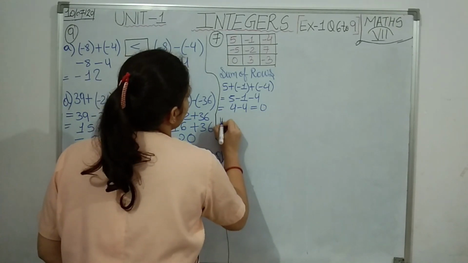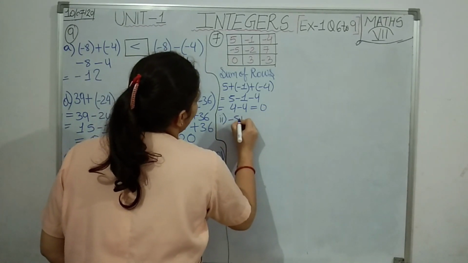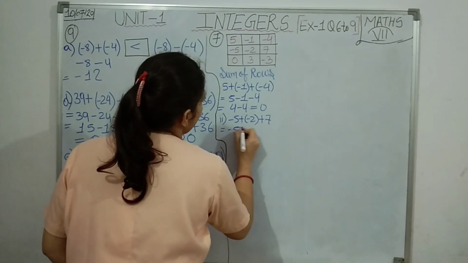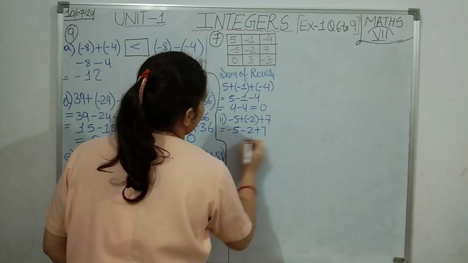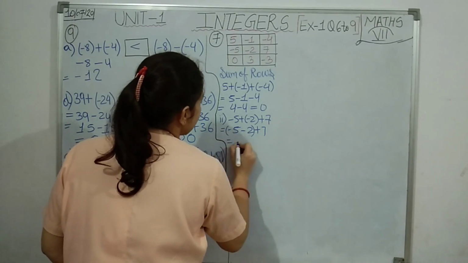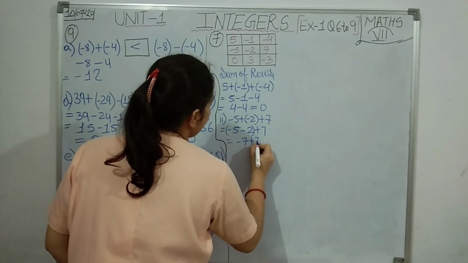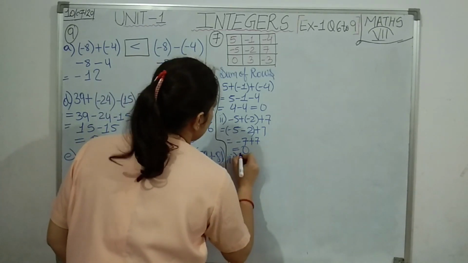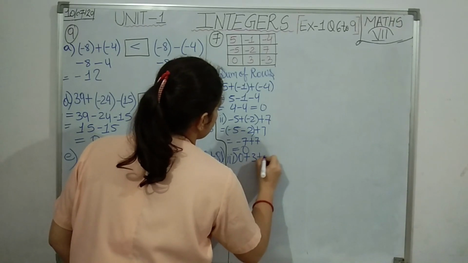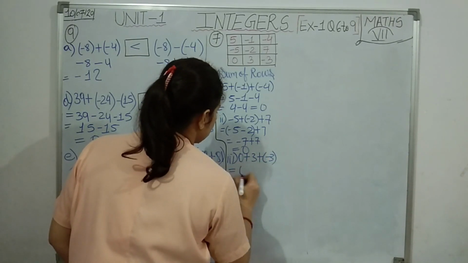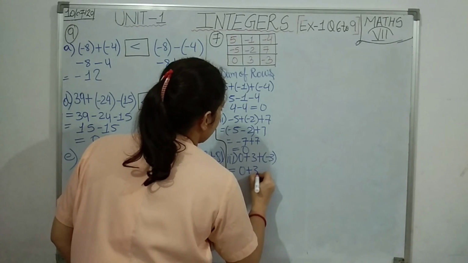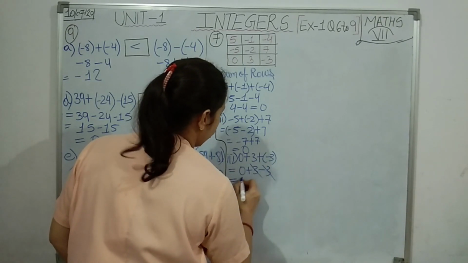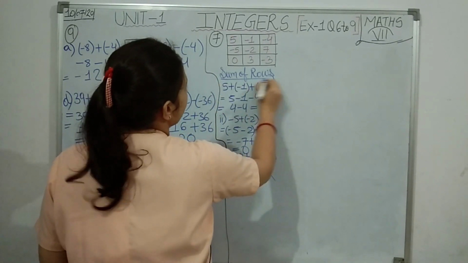Now second row, students: −5 plus (−2) plus 7, then −5 plus (−2) plus 7. Here again −5 −2 will get −7, −7 plus 7, again you are going to get 0. Third row, students: 0 plus 3 plus (−3). So 0 plus 3 minus 3. So plus 3 minus 3 cancelled. What did you get? 0. So that is the sum of rows.